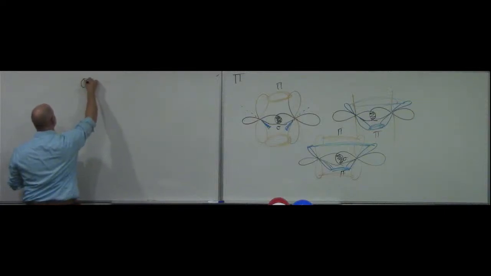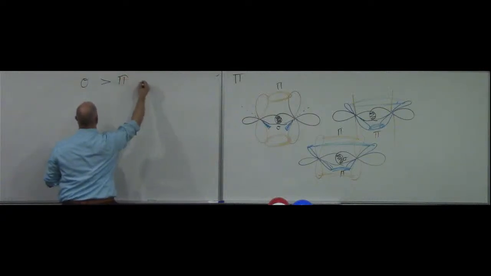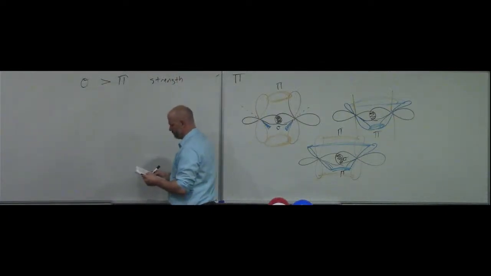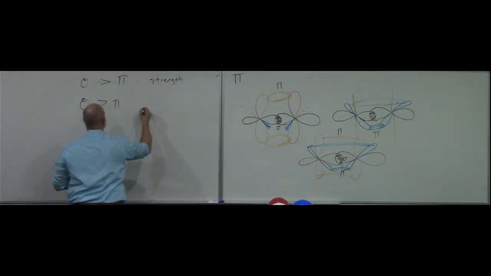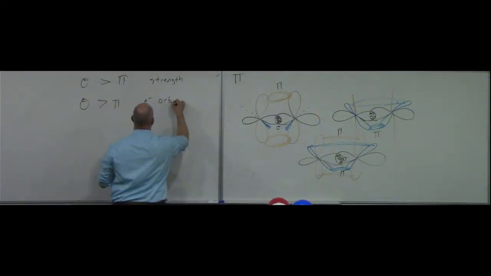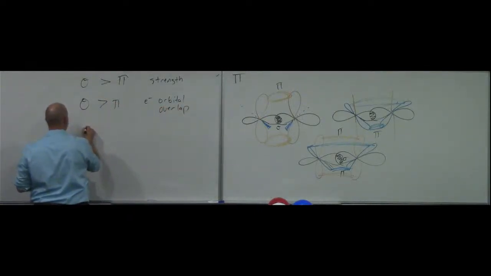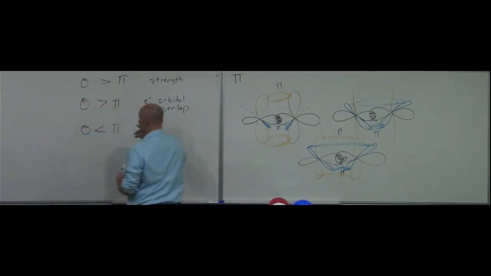So sigma bonds are stronger than pi bonds, right? In terms of strength. Sigma bonds are greater than pi bonds in terms of electron orbital overlap. Which means that pi bonds have a greater bond distance.